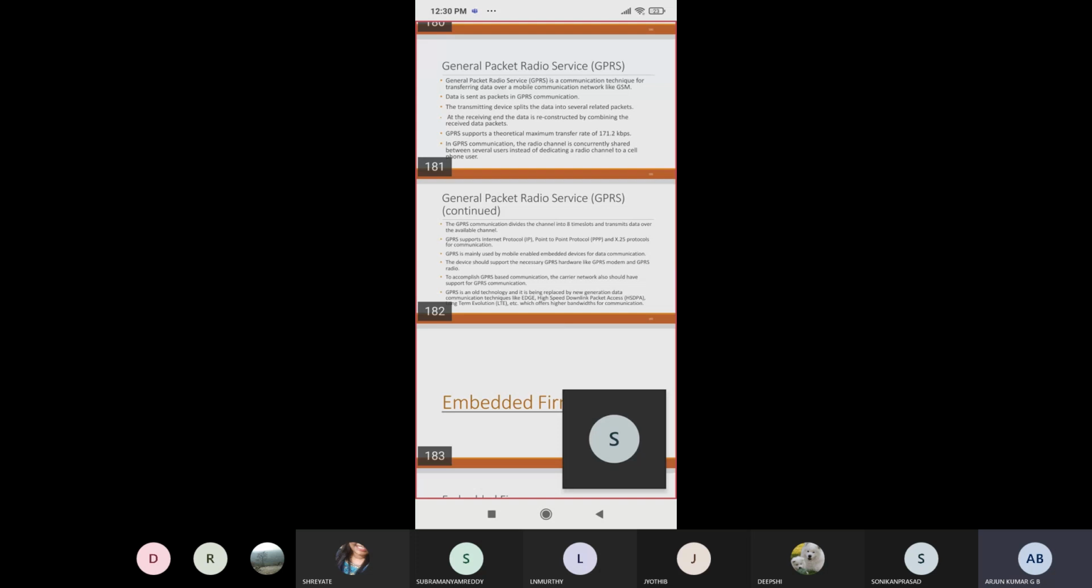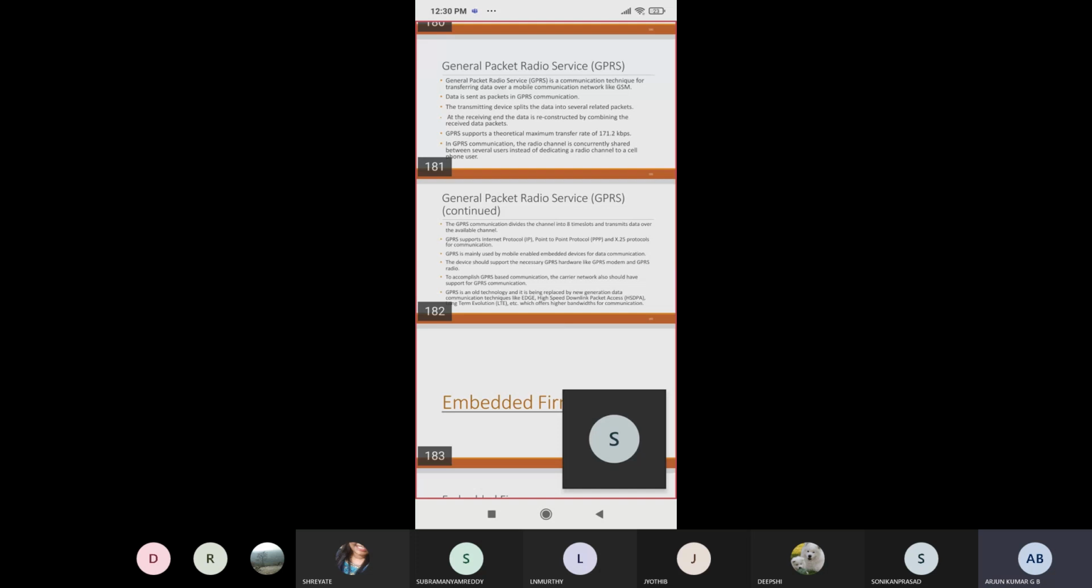GPRS supports the IP and point-to-point protocols for communication. It means GPRS also supports the Internet Protocol and other point-to-point protocols. This can be used by mobile, enabled or embedded devices for data communications. In every mobile there is GPRS technology. It can be used for enabling embedded services or devices for data communication.